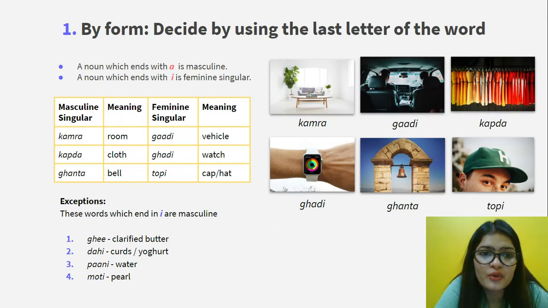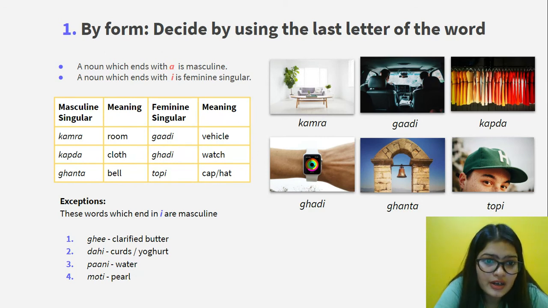First, by form: decide by using the last letter of the word. A noun which ends with आ is masculine. A noun which ends with ई is feminine singular. Please take care of the second point. It mentions not the entire feminine category, just feminine singular. However, we will see that in some cases, for feminine plural as well, there will be the ए sound.